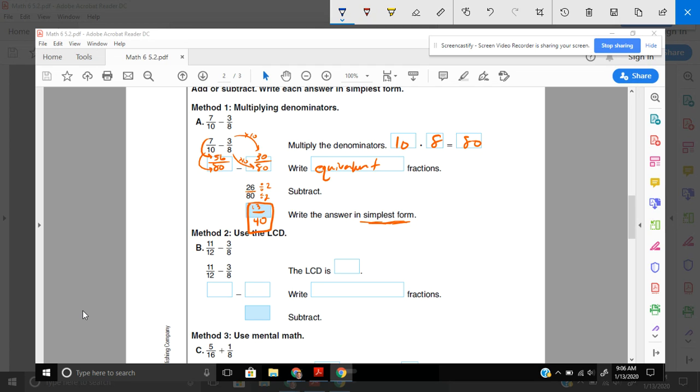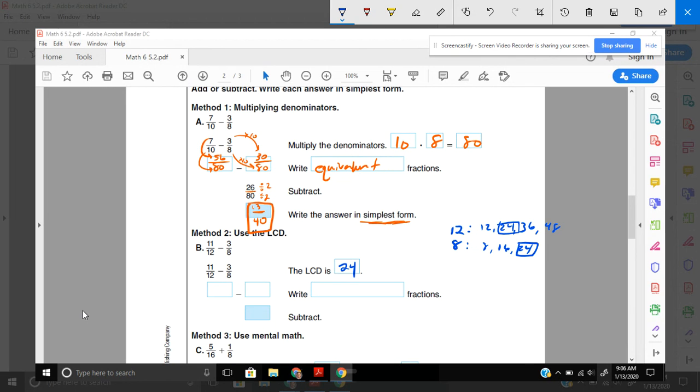If I have 12 and 8, what is the least common multiple between these two? Well, 12, 24, 36, 48, and 8, 16, 24. Oh, perfect. It's right away here. It's 24. So I could write each of these fractions with a denominator of 24.